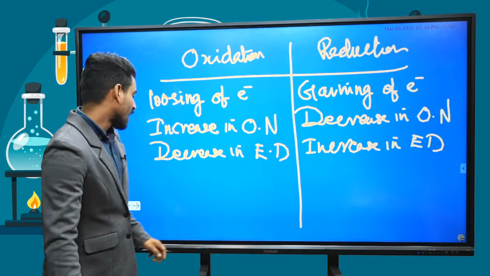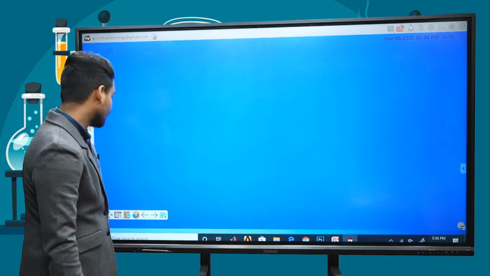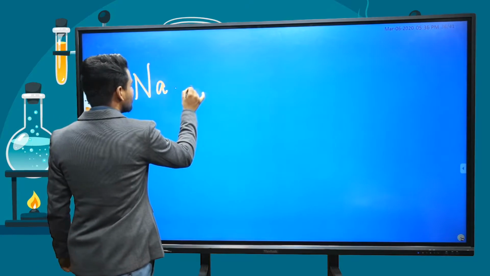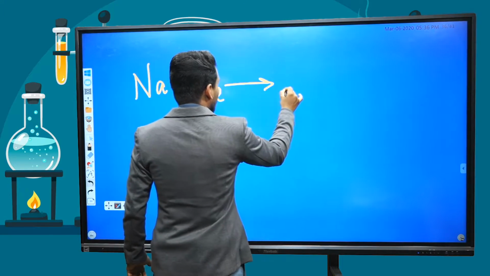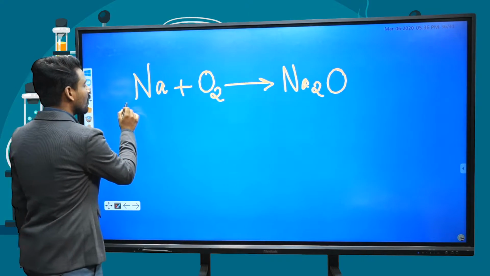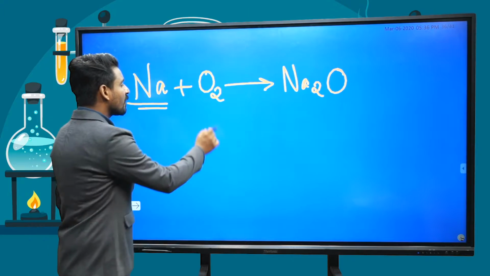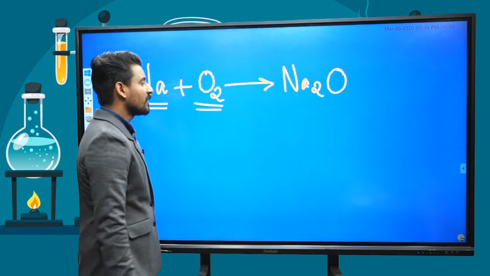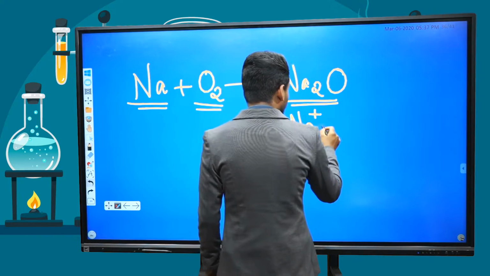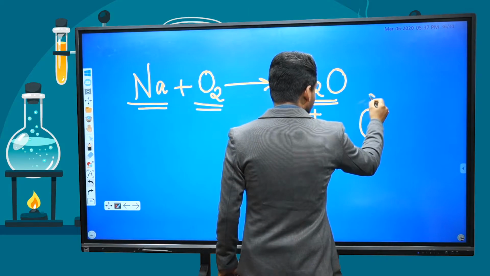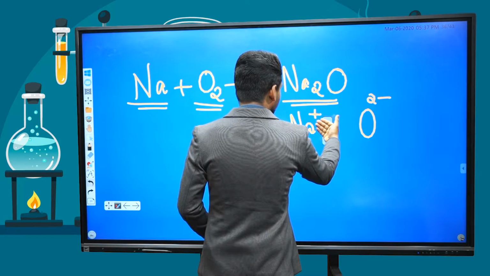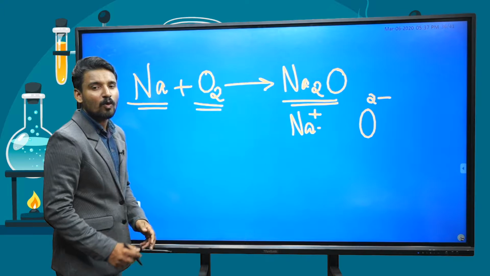So let us take some examples for this oxidation and reduction. Look here, I am writing one example: sodium plus oxygen gives Na2O, sodium oxide. This is a reaction. Here sodium is in its metallic state and oxygen is in its elemental state, and we get the compound. In this compound, sodium is in its positive state, that releases an electron, and oxygen is in its negative state, that accepts electrons. So we can write Na+ and O2-.